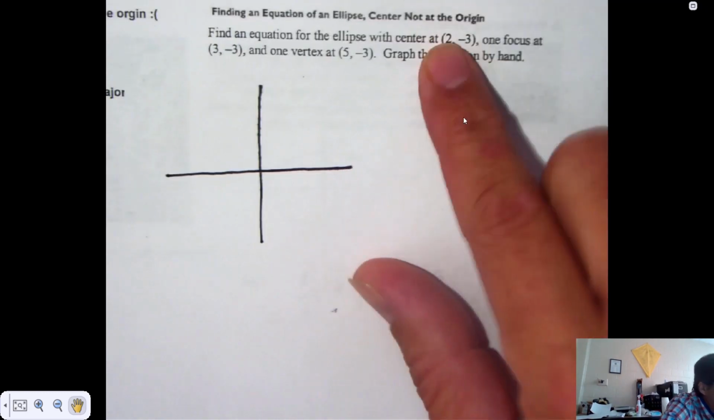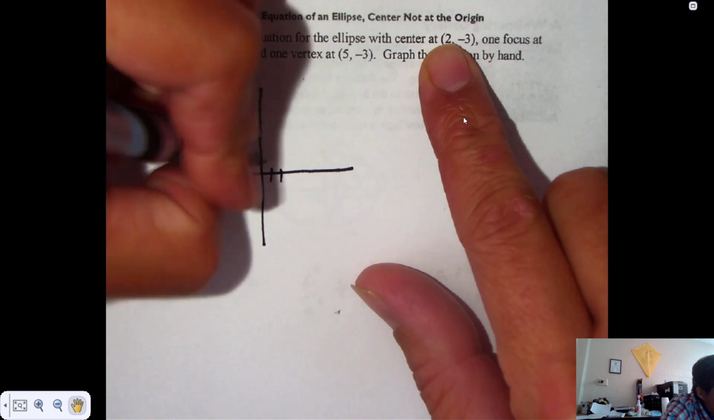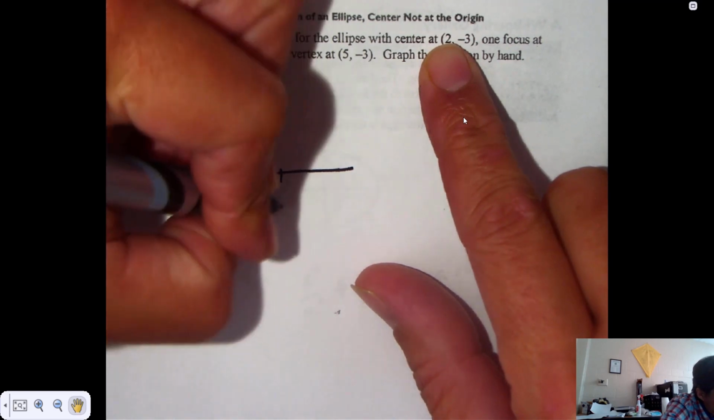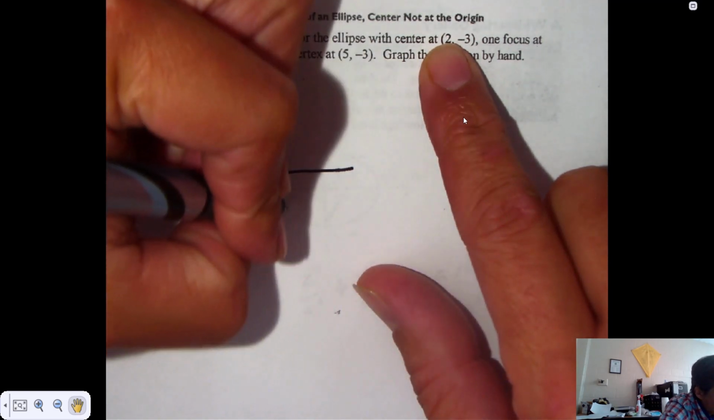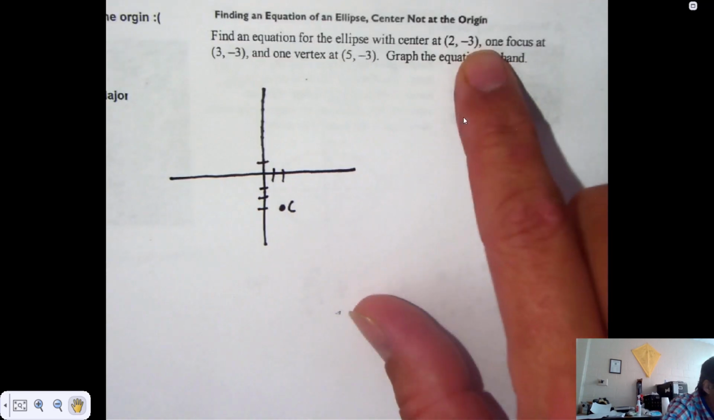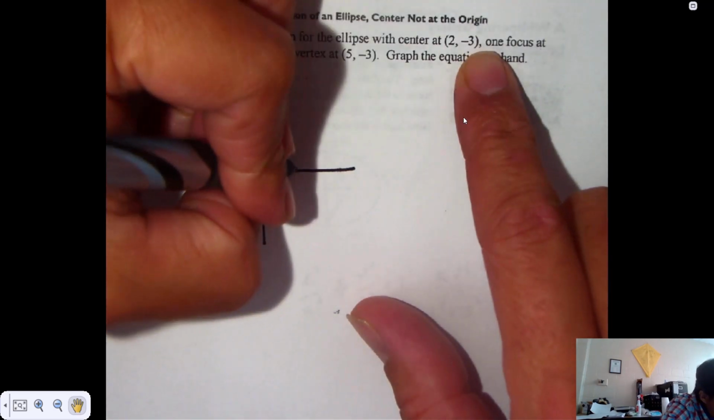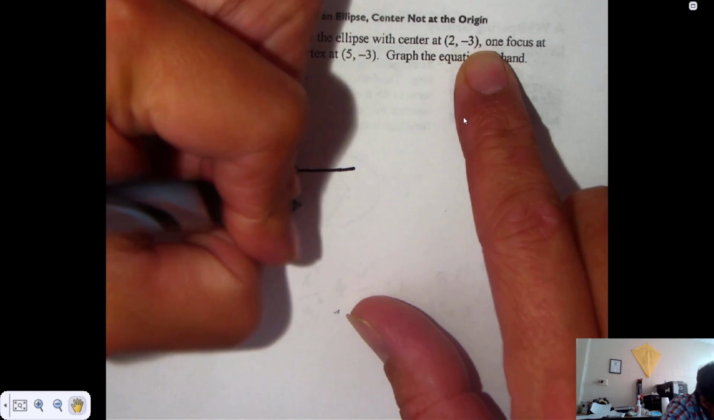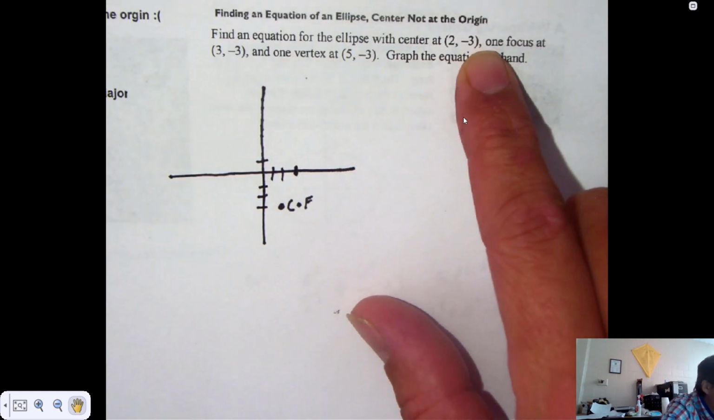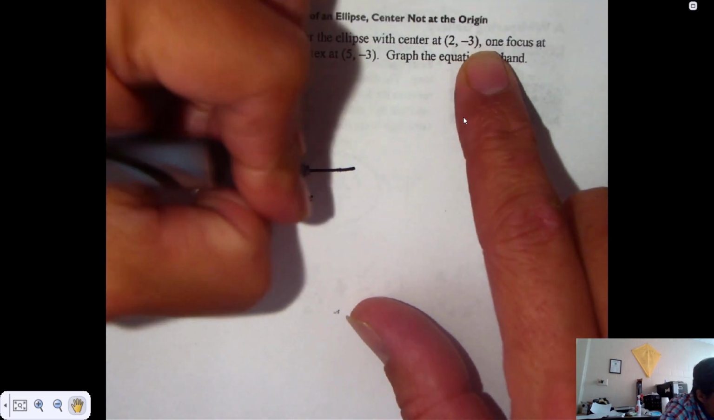So we have a center at 2, negative 3, to the right 2, down 3. There's my center. We have a focus at 3, negative 3. Why do they got to put things so blasted close? And a vertex at 5, negative 3.